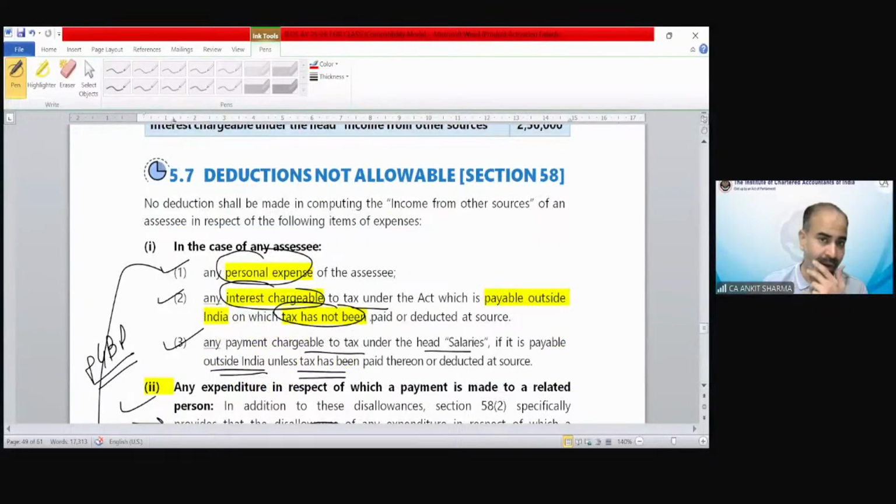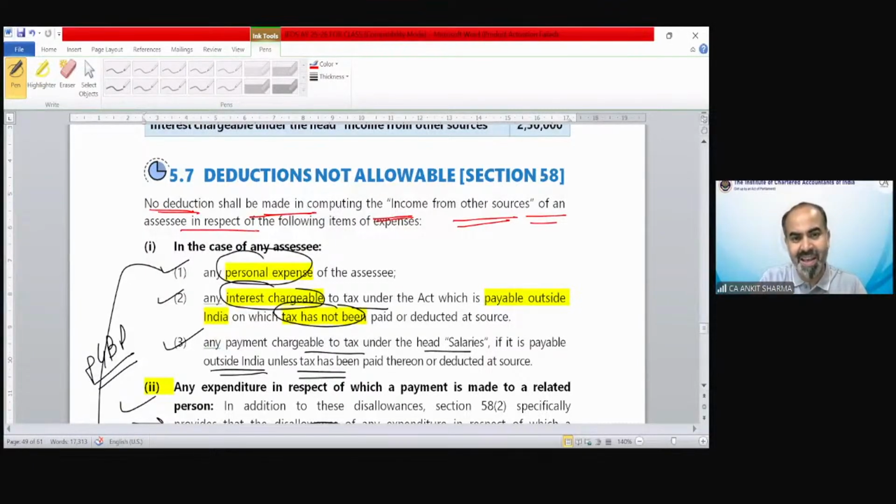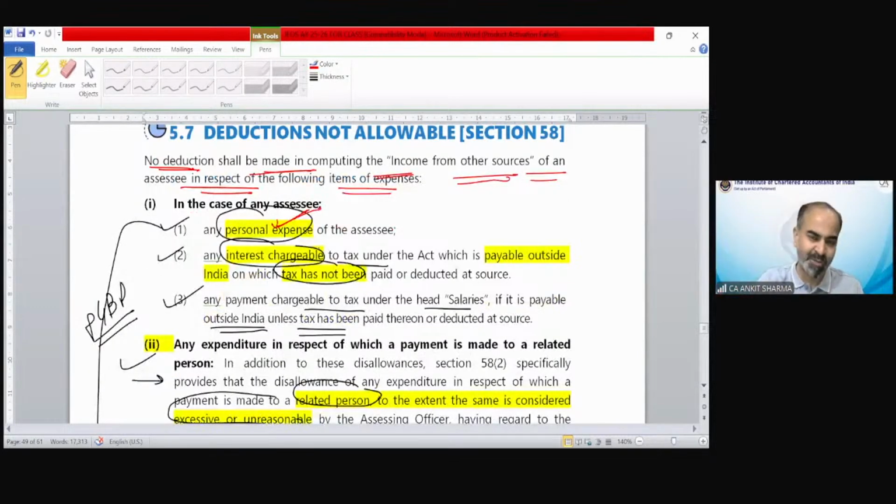Deductions not allowable. And now you will see these are almost those provisions which you have gone through under PGBP. So no deduction shall be made in computing the income from other sources of an assessee in respect of the following items of expenses. You cannot claim personal expenditure. Under PGBP also you must have gone through this. I guess section 37(1) explains that you cannot claim personal expenditure out of any income.